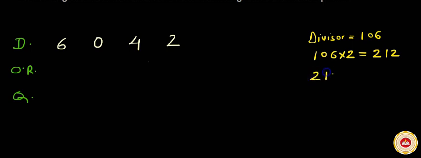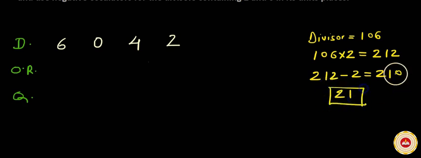So 212 minus 2 is 210. Neglect this 0 and write 21. Correct? This is negative osculator. Now let us osculate given number dividend by negative osculator 21. Correct? So let us start.